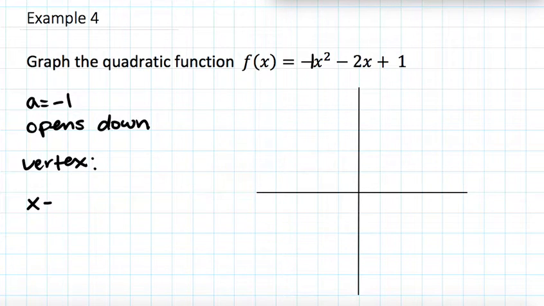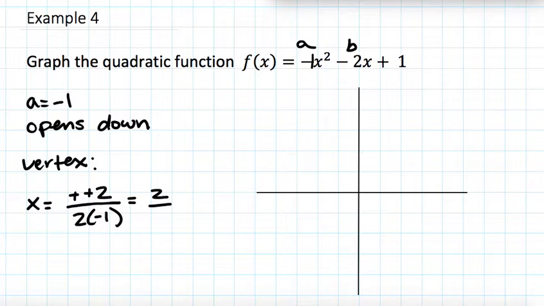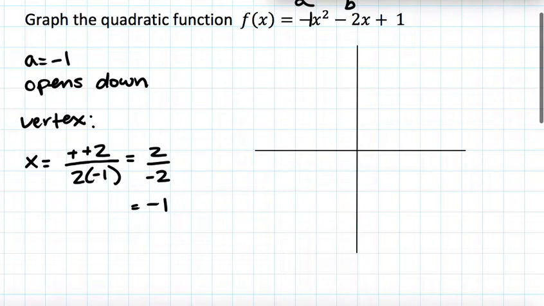For the x-coordinate of the vertex, my b is negative 2 and my a is negative 1. So when I'm plugging into negative b over 2a, negative 2 is going to change to plus 2, over 2 times negative 1. So this is going to be 2 divided by negative 2, which is negative 1. So that's the x-coordinate of the vertex.